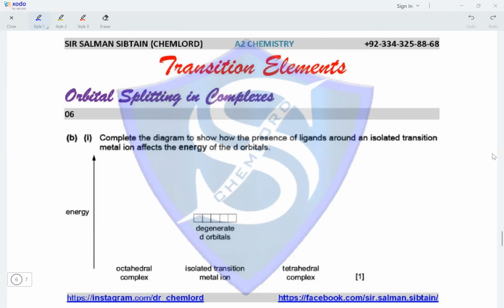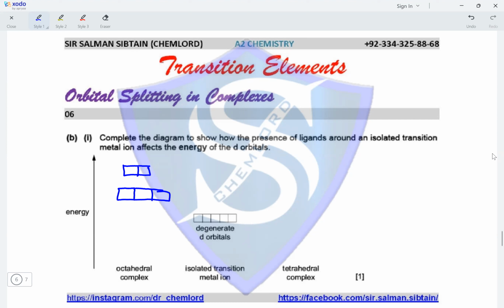Question 6. Complete the diagram to show how the presence of ligands around an isolated transition metal ion affects the energy of the d orbitals. In an octahedral complex, the ligands are approaching along the axes, so the two orbitals along the axes are promoted to a higher energy level as compared to the three orbitals present between the axes.